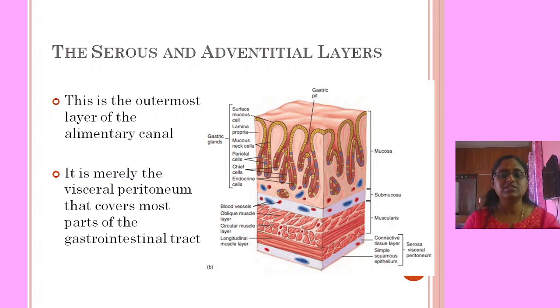Thus, this is the general framework of the basic histological organization of the gastrointestinal tract. In further classes, we shall be studying how the modifications are made in each layer, that is mucosa, submucosa, muscularis externa, and the serous layer, throughout the gut, from the esophagus up to the anus.